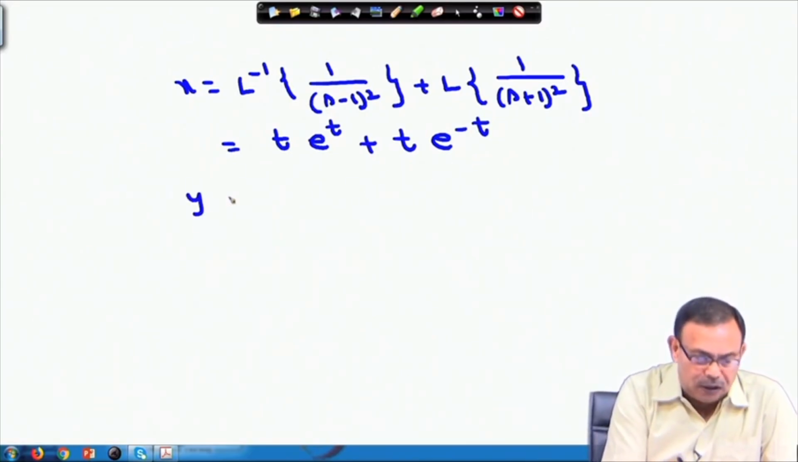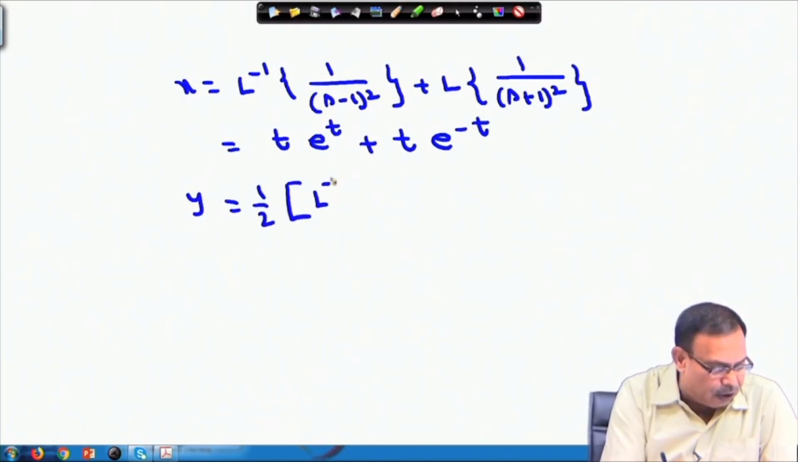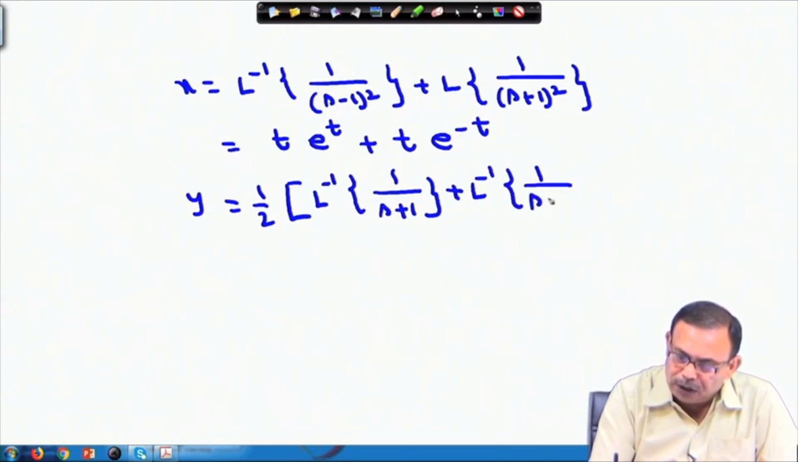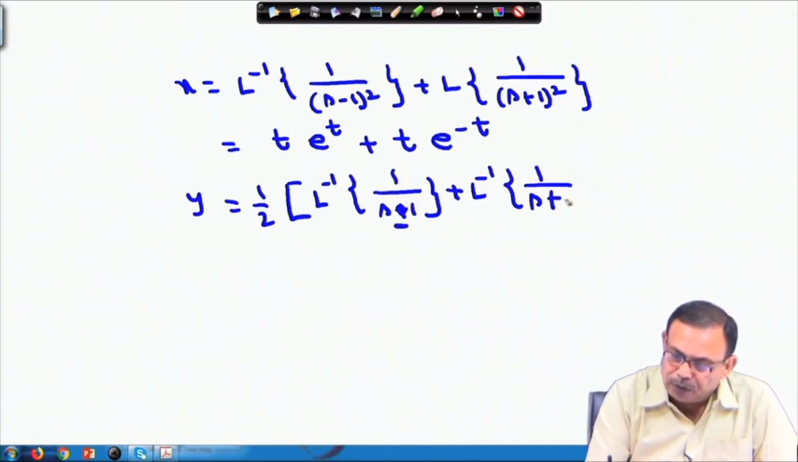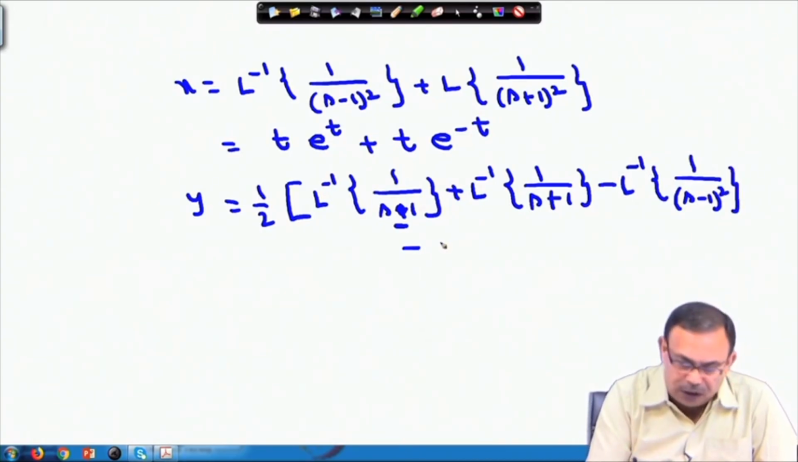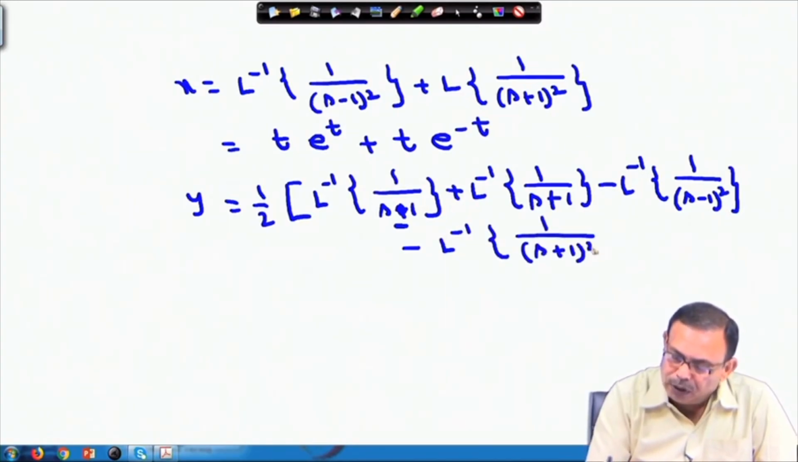Similarly, your y can be written as half into Laplace inverse of 1 by s minus 1, this is 1 by s minus 1, plus Laplace inverse of 1 by s plus 1, minus Laplace inverse of 1 by s minus 1 whole square, minus Laplace inverse of 1 by s plus 1 whole square.